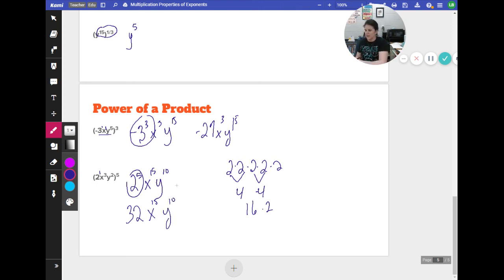Again, you can do that on your calculator if you want to. 2, and then you hit this little caret key. I don't know if you can see this in my video. And then you raise it to the 5th power. And boom, it gives us the answer is 32.